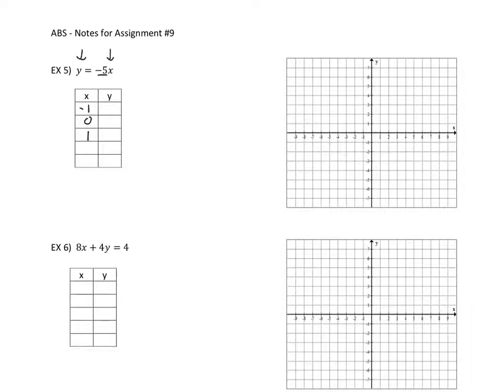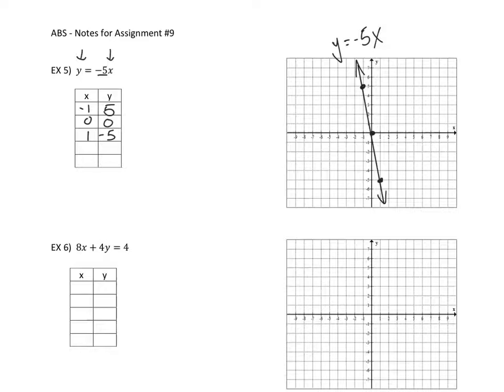-1 times -5 is a +5. 0 times -5 is 0. 1 times -5 is -5. We can plot those points over here. -1, 5 is way up here. 0, 0 is right here. 1, -5 is over here. I can snap my fingers, and I have my line there.